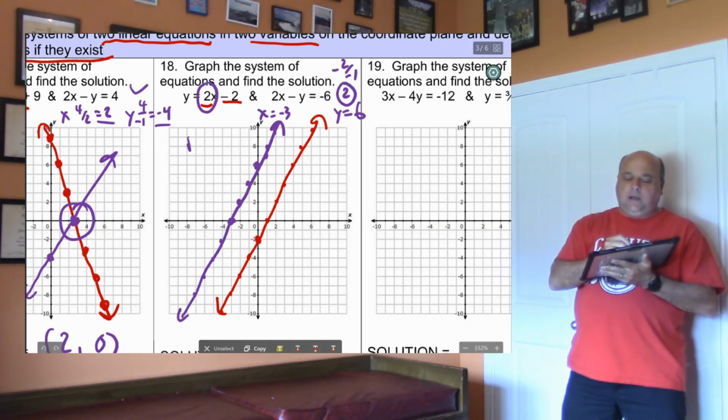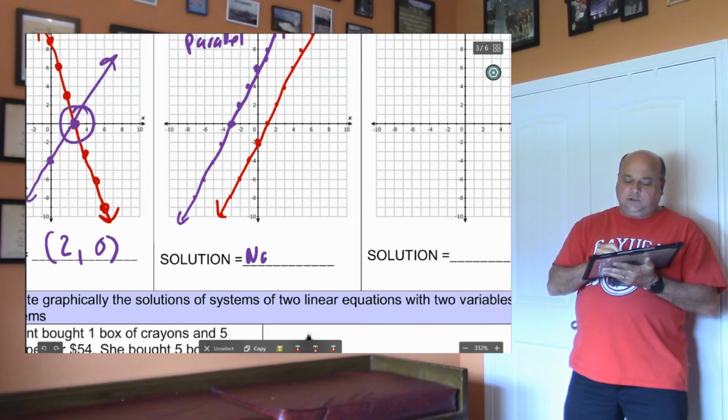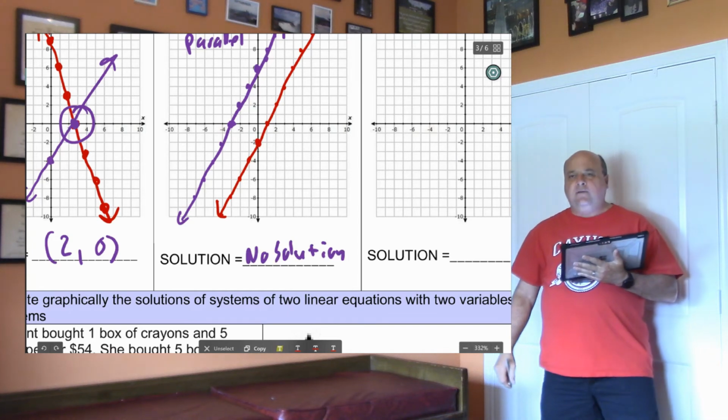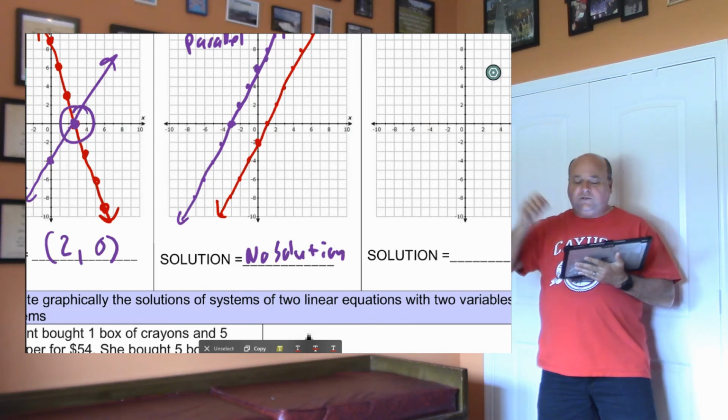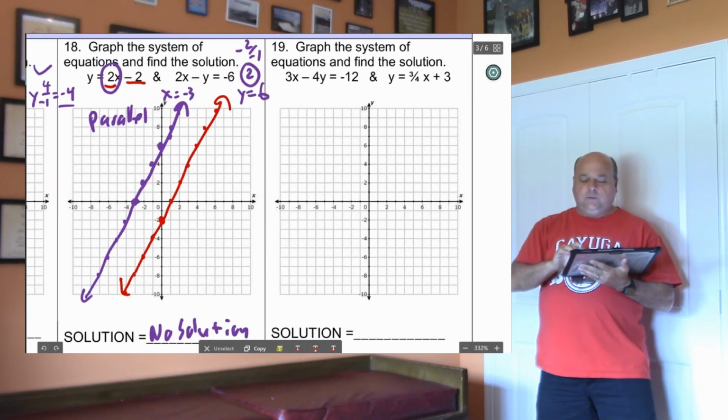If the lines are parallel, the answer is no solution. So the two lines would never ever cross, right? You would have no solution because the slopes are the same. Let's go to the next one.